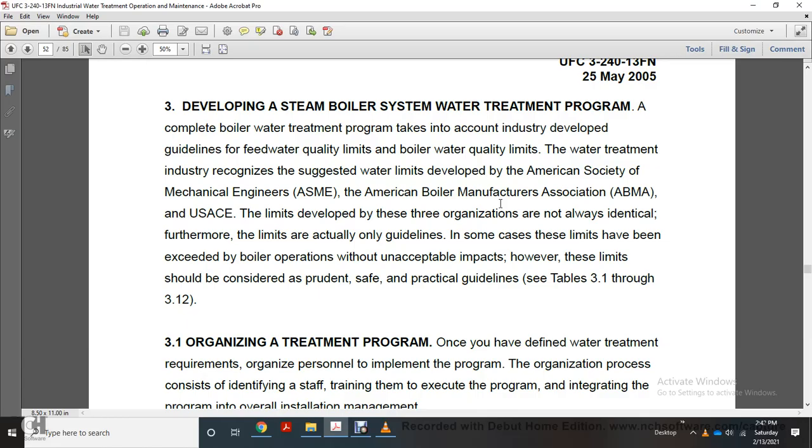The limits developed by the three organizations are not identical. Furthermore, the limits are actually only guidelines. In some cases, the limits have been exceeded with boilers operating without unacceptable impact. However, the limits should be considered prudent, safe, and practical guidance, as shown in tables 3.1 through 3.12.